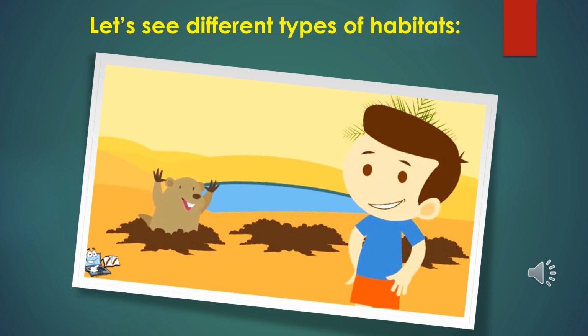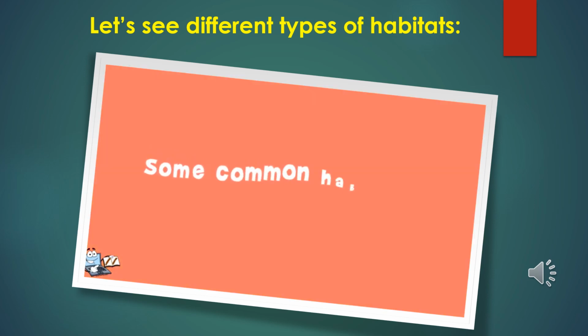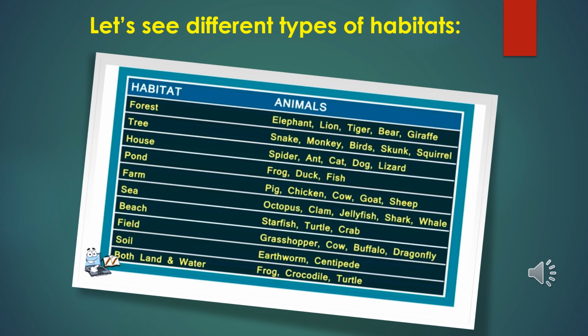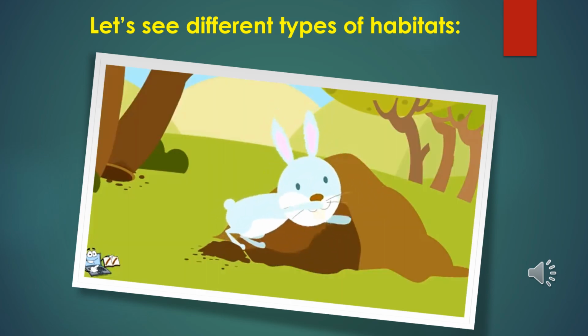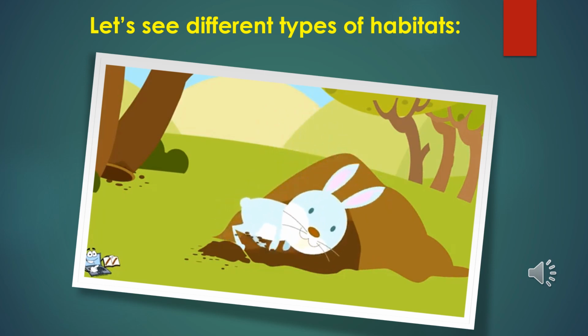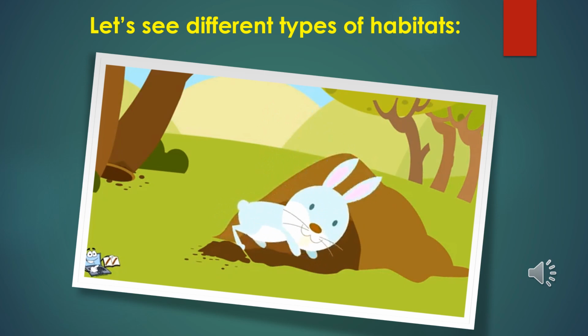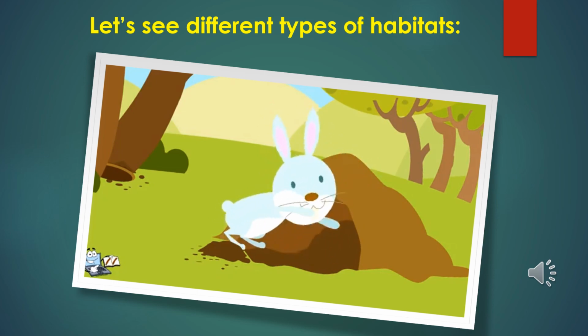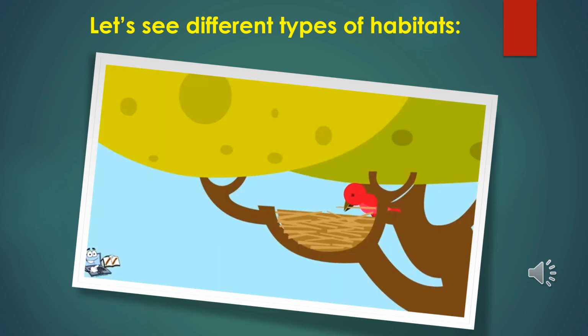You are very much interested in learning this. Great! There are some common habitats where animals live. You can place this chart in your room so that you remember it. Now you know that different animals live in different types of houses. Some animals are so clever that they make their own homes. Here are the common names of animal homes.